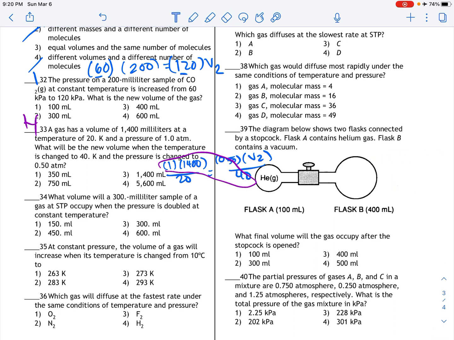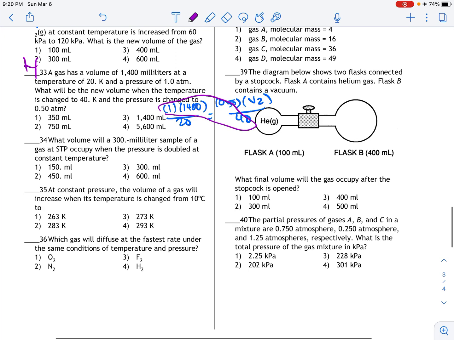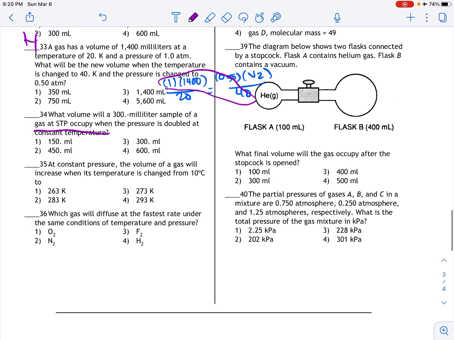All right. Number 34, what volume will a 300 milliliter sample of a gas at STP occupy when the pressure is doubled at constant temperature? Constant temperature means we're dealing with Boyle's law again. 300 is our first. It doesn't even give us numbers, so let's just choose 1 atmosphere, and so it's doubled, so it's 2 atmospheres. Or you could say, if the pressure is doubled, the volume is halved. So that's got to be 150.